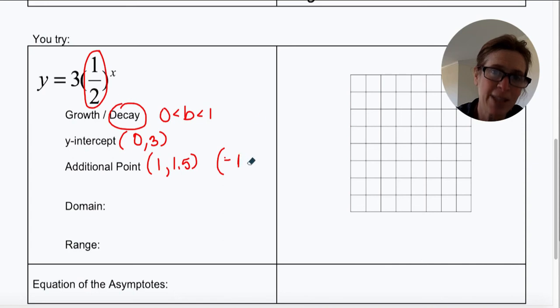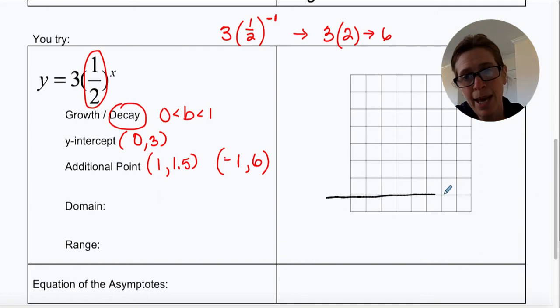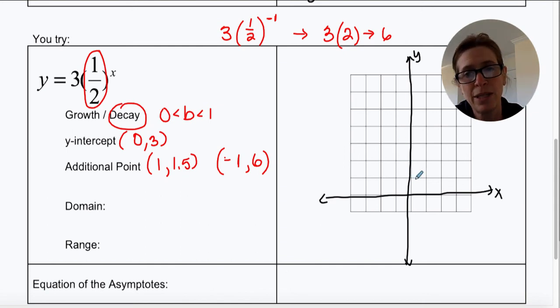And why did I do that? Well, because I knew it was decay. So if I put in 3 times 1/2 to the -1 power, that's going to actually make this 3 times 2, because we're going to flip the 1/2 over and make the power positive. So that's going to give me 6. All right, I'm going to go ahead and put in my x and my y axis. I'm going to plot my points. I'm going to actually plot all of them: (0, 3), (-1, 6), (1, 1.5).